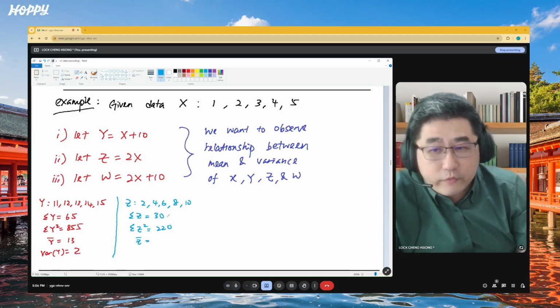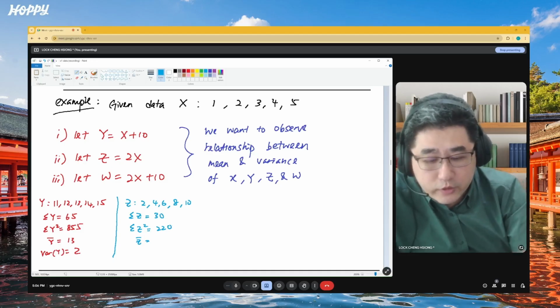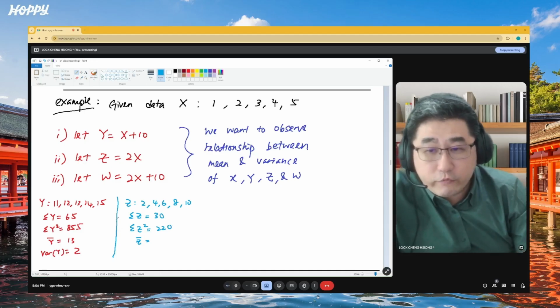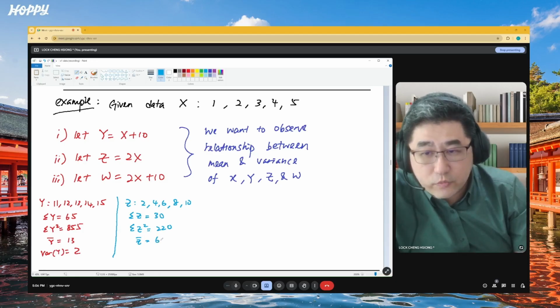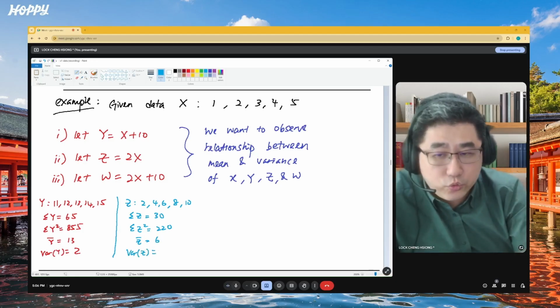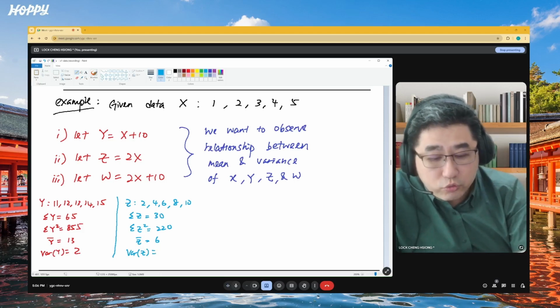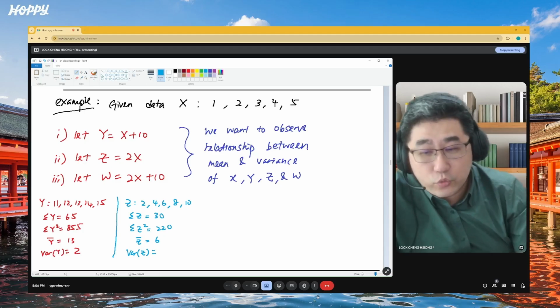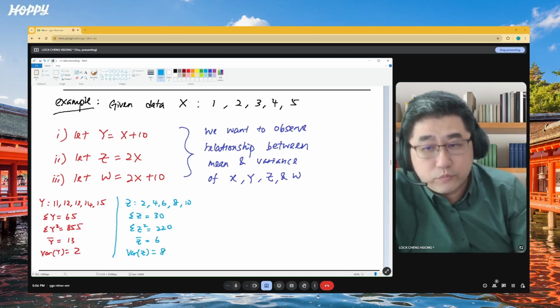And bar z here, I have 30 divided by 5, I have the value 6. And I have a variance of z equals to 220 divided by 5, then minus 6 square. So I have the value 8.